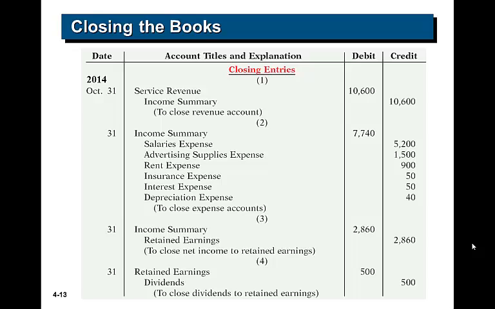Let's look at the closing entries for Sierra Corporation. Sierra only had one revenue account. We close it to income summary in the first entry by debiting service revenue and crediting income summary. We then close all expense accounts to income summary by debiting income summary for the total expenses and crediting the individual expense accounts. We then debit income summary and credit retained earnings for the balance in income summary, which is the net income for the period. Lastly, we debit retained earnings and credit dividends for the amount of dividends for the period.